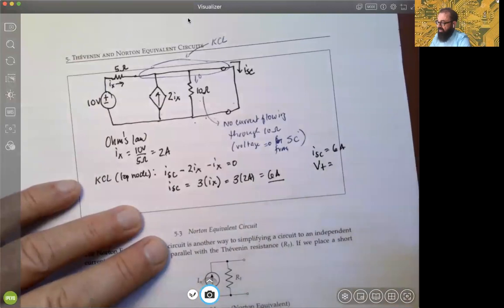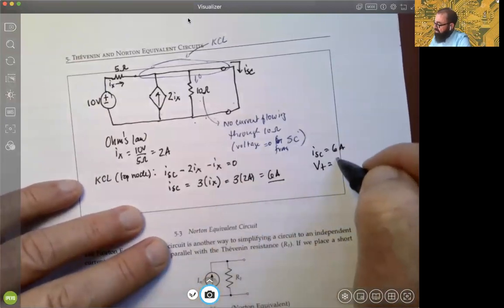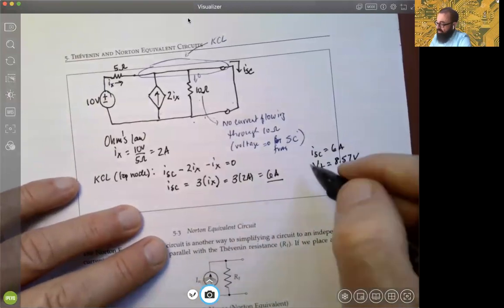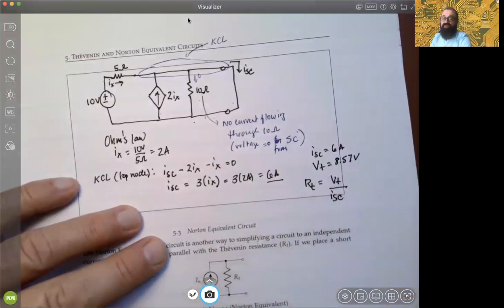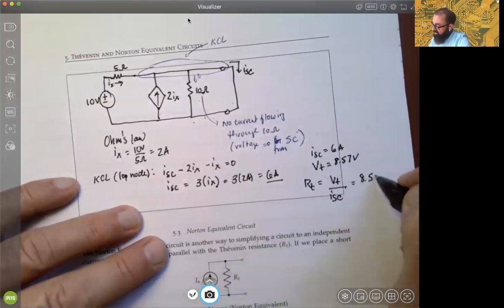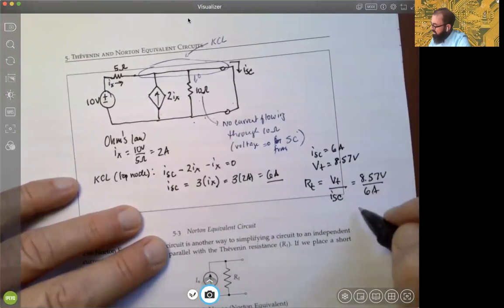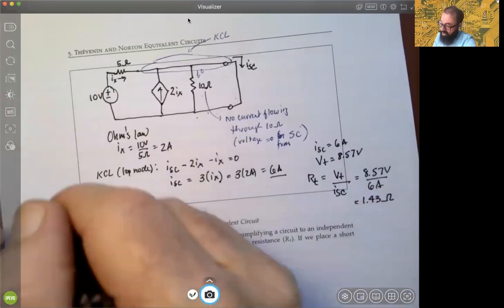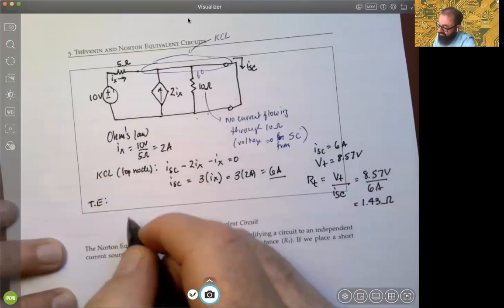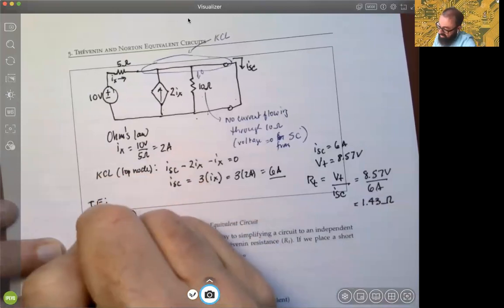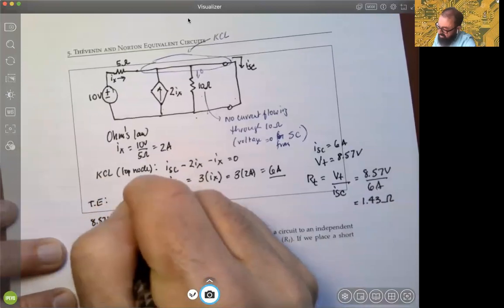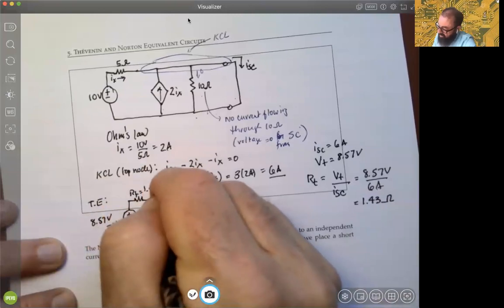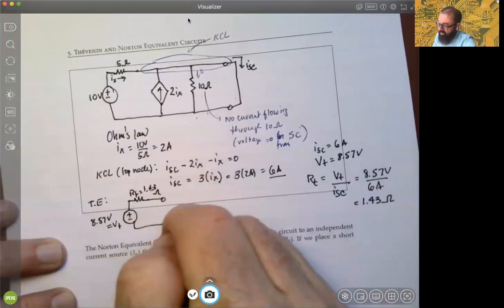We've already determined from the other page that the Thévenin voltage is 8.57 volts. So by definition, RT has to be the Thévenin voltage divided by the short circuit current. So you'd have 8.57 volts divided by 6 amps, and that's about 1.43 ohms. So to draw the final Thévenin equivalent for that circuit, you draw the voltage source, 8.57 V equals VT, plus minus, and RT here is 1.43 ohms, open there, okay?